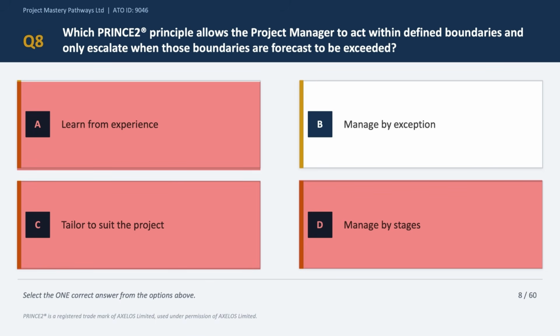Now option B says manage by exception. And this is the correct answer choice. Tolerances are set at each management level in PRINCE2. The manager below only escalates when those tolerances are forecast to be breached. Okay, and that is exactly how PRINCE2 empowers the project manager without burdening the project board with daily decisions. So the correct answer is option B.